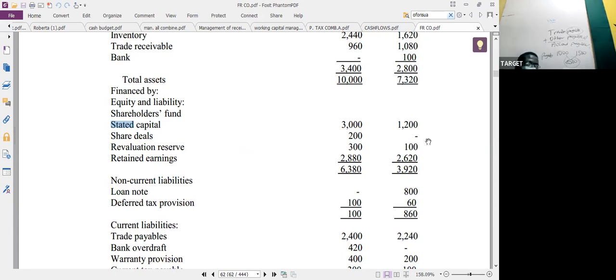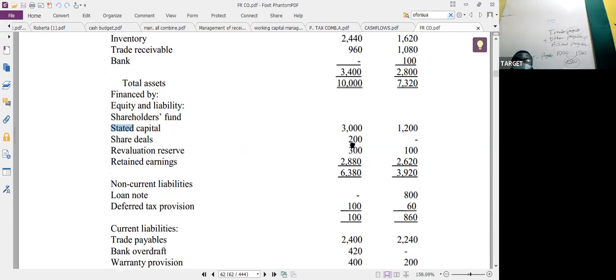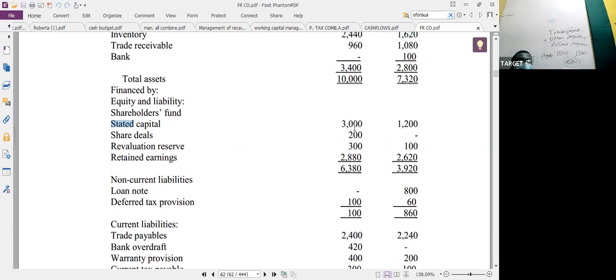So here, just find the difference. Has it increased or decreased? It has increased by what? 200. So when you are writing your financing activities, just write share deal 200, a positive figure. You are done. Agreed.